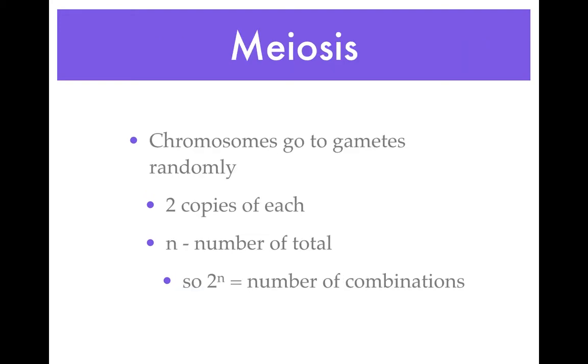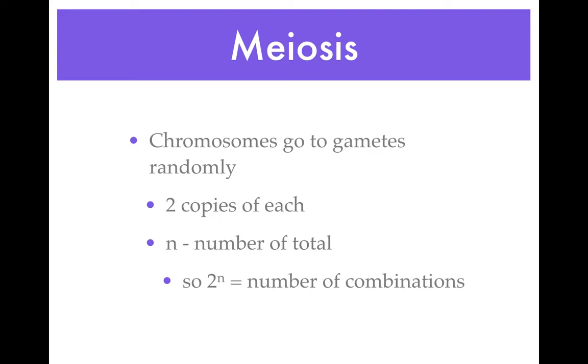So if we start out with meiosis, we said chromosomes go to the gametes randomly. There are 2 copies of each chromosome, one from mom, one from dad. So if we want to know how many chromosomes there are in a particular species, we could call that N. For humans, it's 23 pairs. For pea plants, it's 7 pairs. There are a few others out there. You can look up how many chromosomes belong to a species.